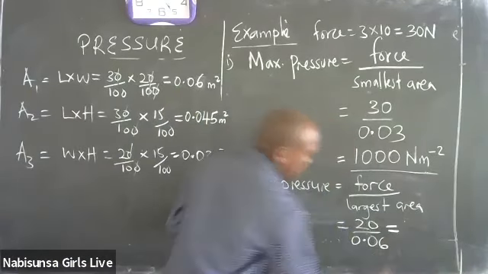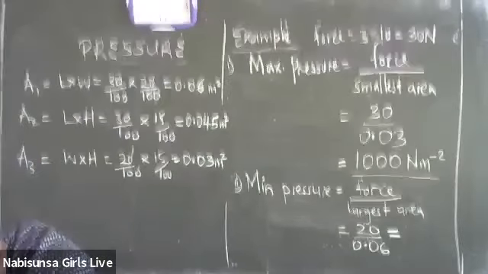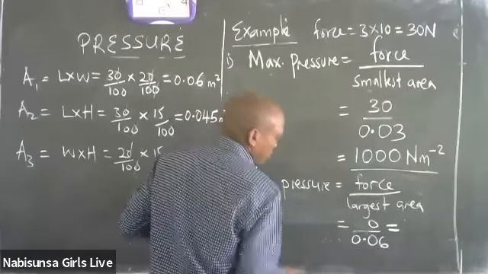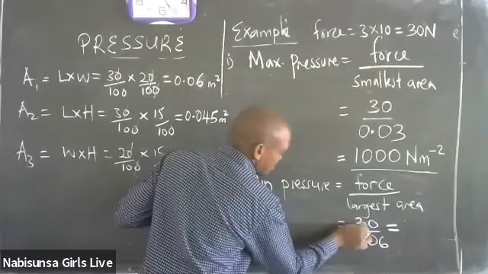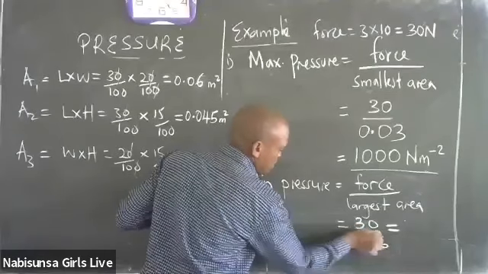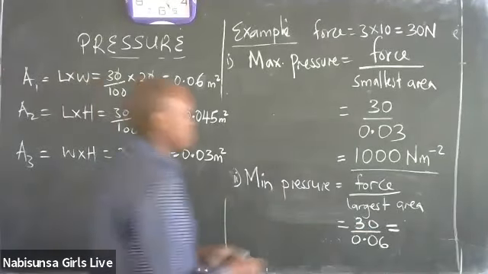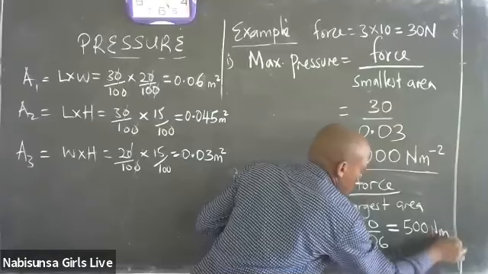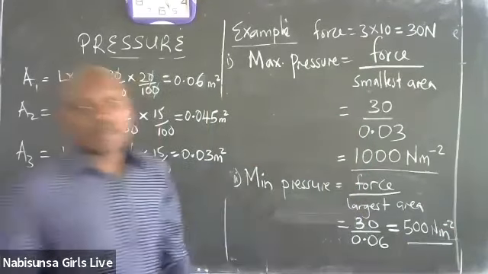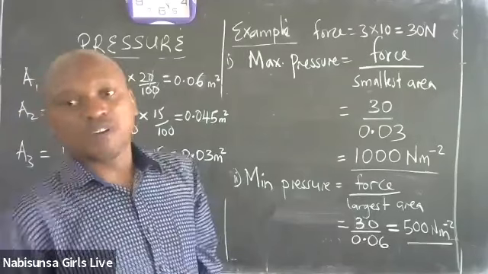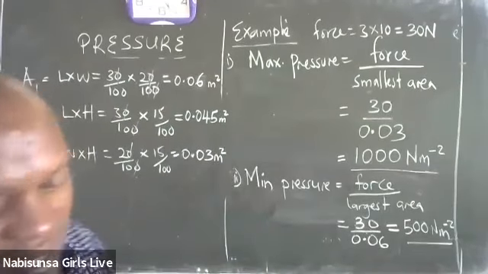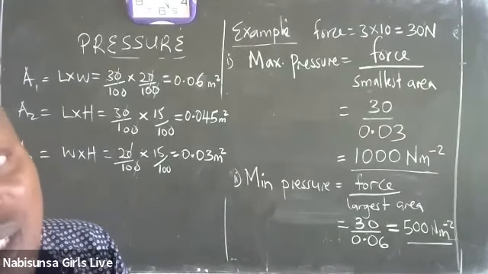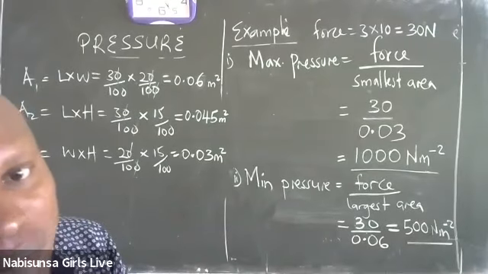Excuse me, teacher. You wrote 20 as the force. It has to be 30. Okay, sorry. The answer is 500. 500 pascals, or 500 newtons per meter squared. So class, that is how we calculate numbers that involve maximum or minimum pressure.